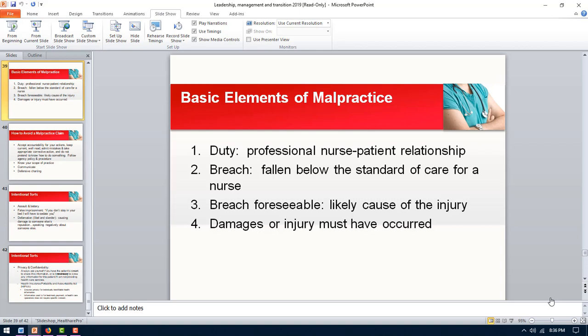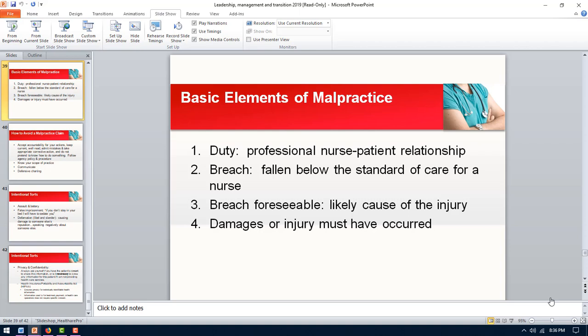Alright, so a breach is anything that falls below that standard of care. What would a person with the same amount of training do in the same situation? A breach foreseeable is what the likely thing that caused the injury. Maybe it was a med error, or maybe it was not wearing the gait belt.